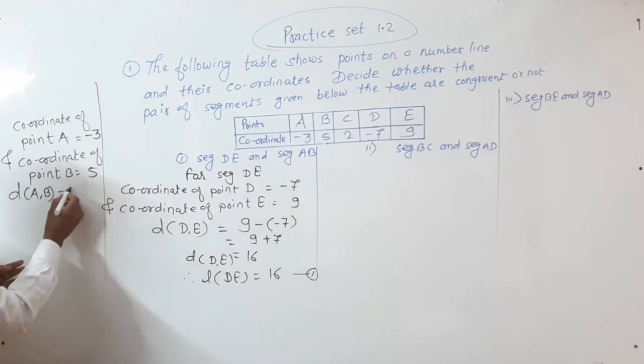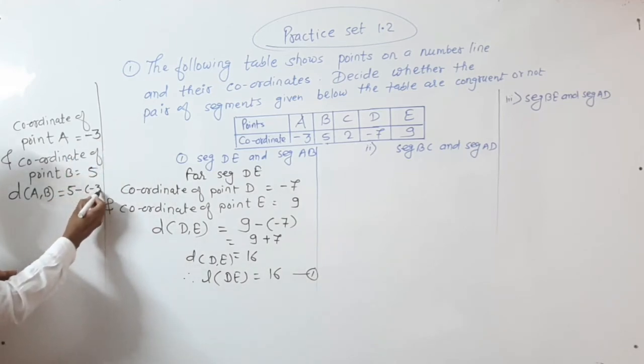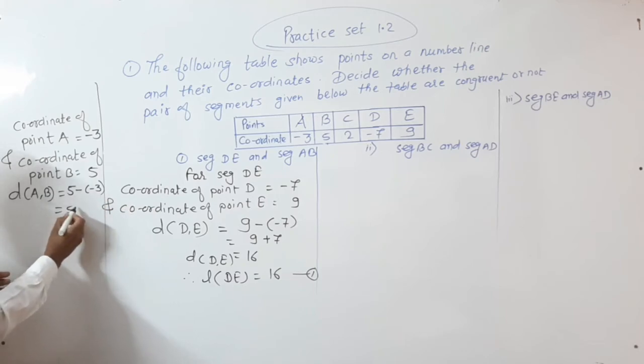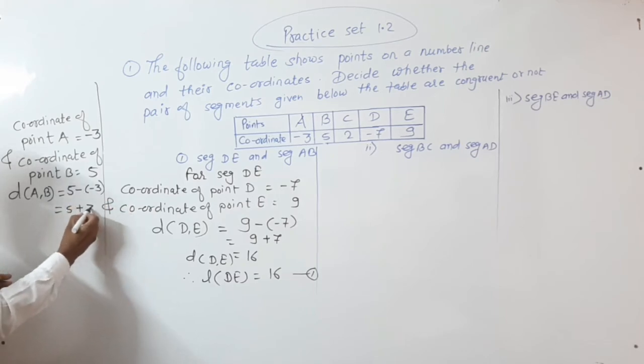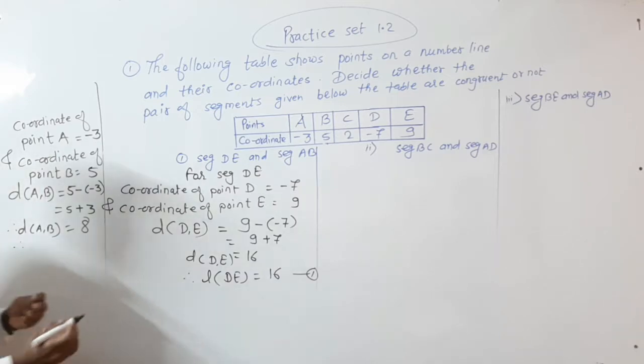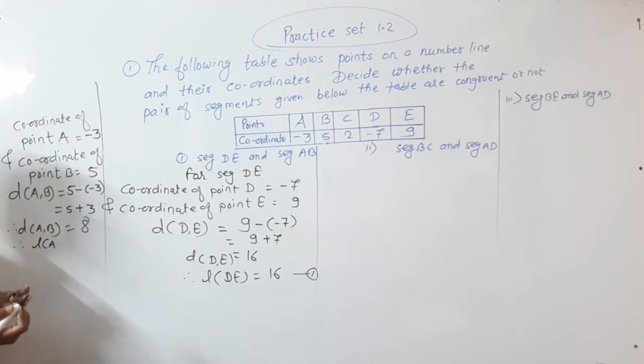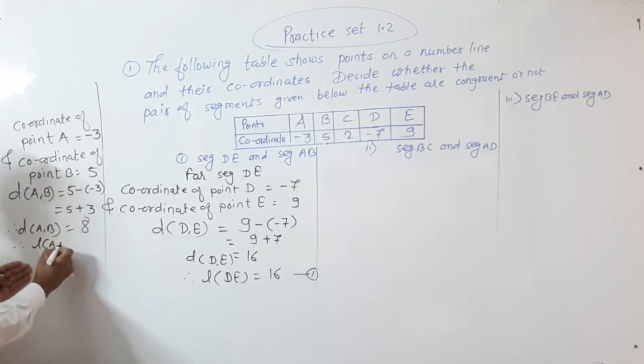So here it is 5, then minus, again it is minus, so we write in bracket. So this 5, and then minus minus is plus 3. So distance AB equal to 8, that is its length. So distance AB or length AB, both are same. So length AB equal to 8.